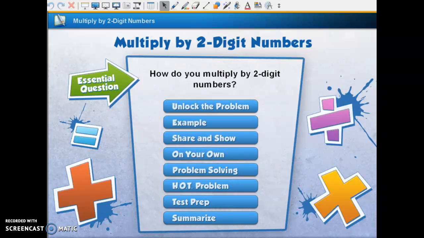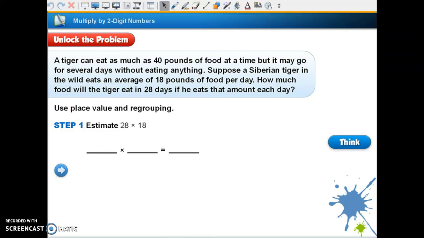Today we're going to look at lesson 1.7, multiply by 2-digit numbers. Yesterday we multiplied by 1-digit numbers. Today we're going to multiply by 2-digit numbers. How do you multiply by 2-digit numbers?